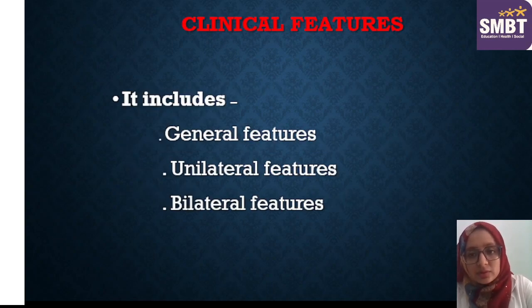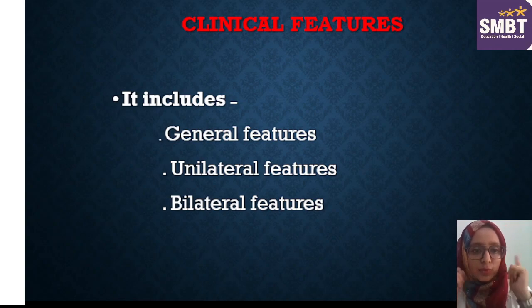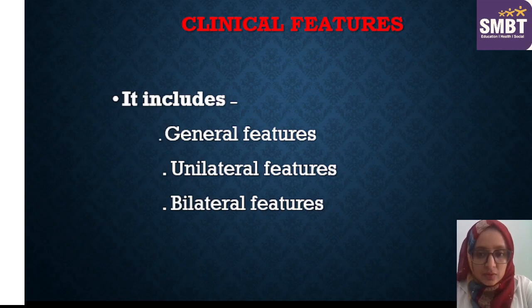Now we'll have a look at clinical features. It is subdivided into three parts: general features, unilateral features, and bilateral features. As we know, the TMJ is a paired joint, right? We have both. So that's why the clinical signs and symptoms are also unilateral or bilateral according to the extent of ankylosis.